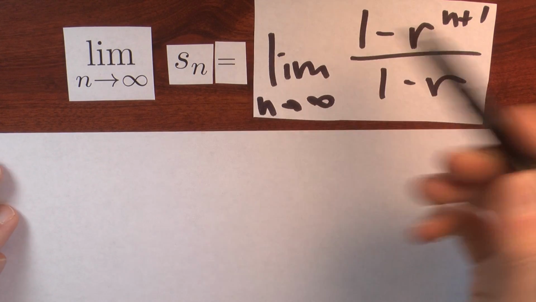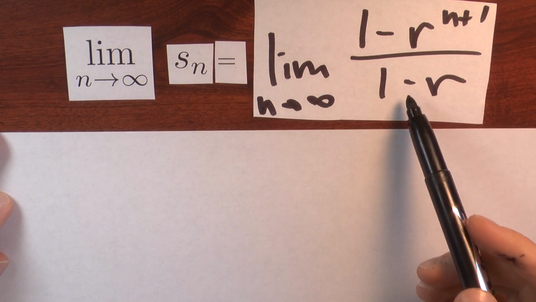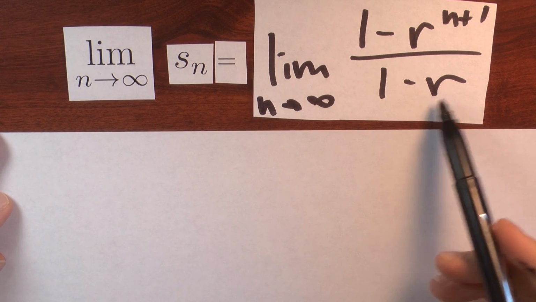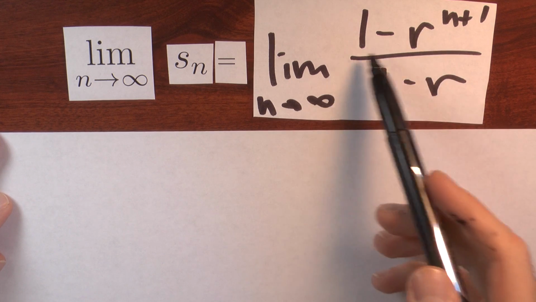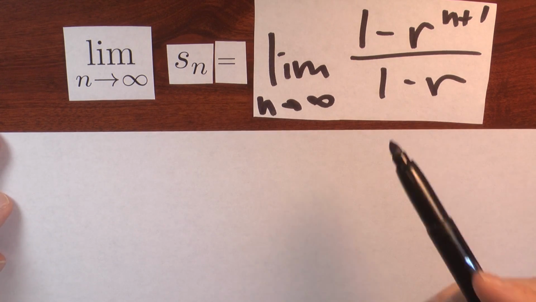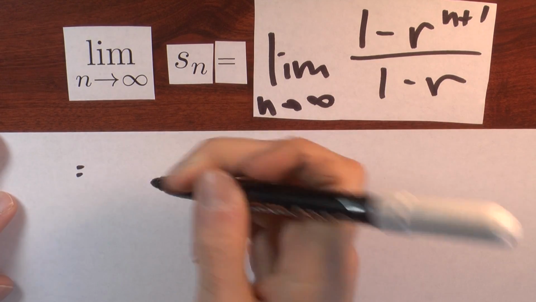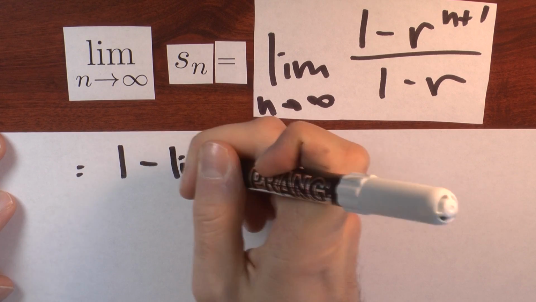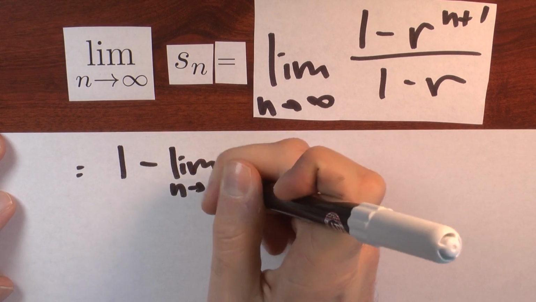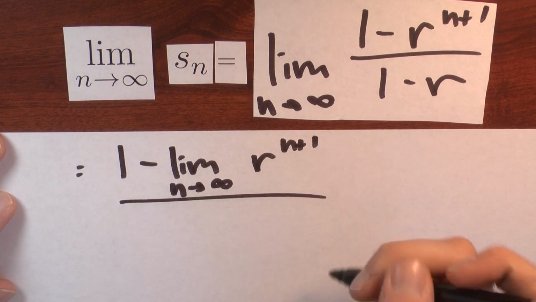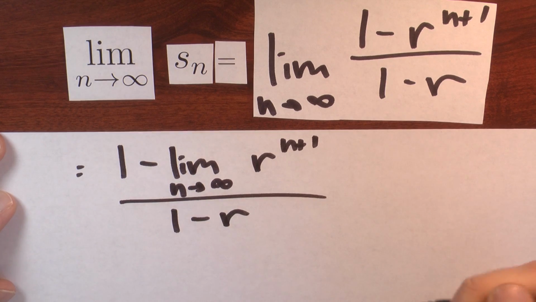We can compute this limit using our limit laws. This is a limit of a quotient, so it's the quotient of the limits. Limit of the denominator is the limit of a constant, and limit of a numerator is the limit of a difference, which is the difference of the limits. All that is to say that using the limit laws, this ends up being 1 minus the limit as n approaches infinity of r to the n plus 1, over 1 minus r.